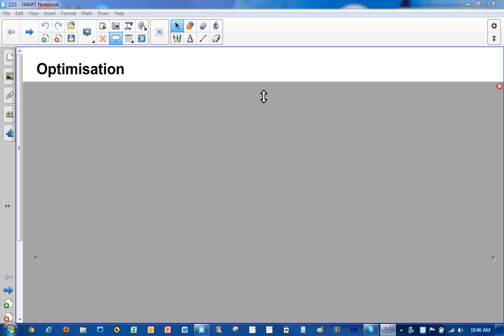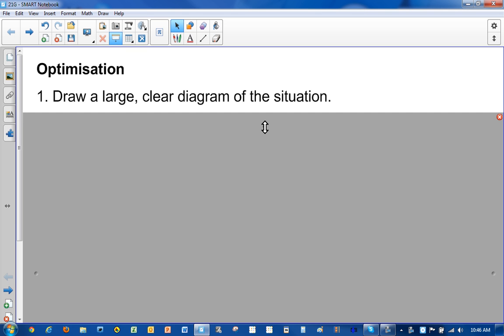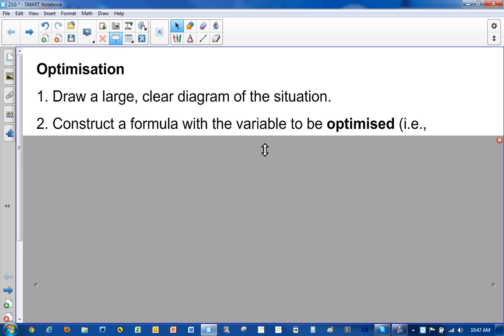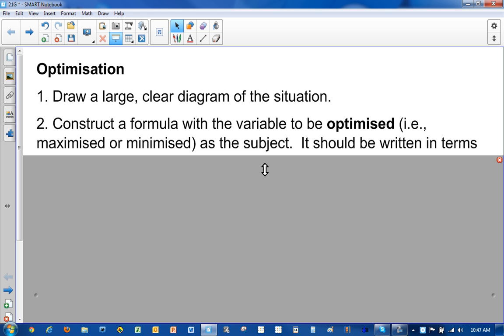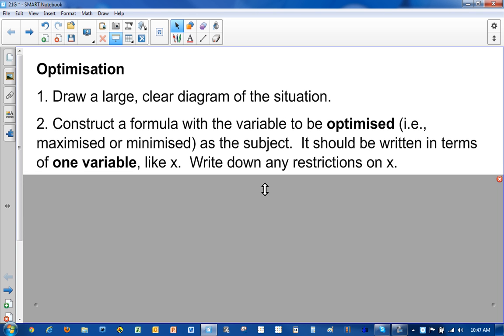So let's go through some basic steps that you would have to go through to solve an optimization problem. The first thing you want to do, especially if you're a visual person, is draw a large, clear diagram of the situation so you can see how all of the pieces fit together and how you could find the best situation. Then you're going to make a formula, and we're going to call that the subject. That formula is what you're actually trying to optimize, whether it's area or volume or something else. And it needs to be written in terms of only one variable, like x.